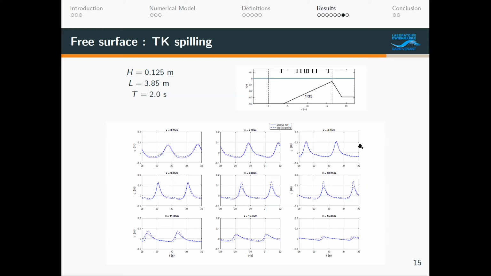And then this is another case called Ting and Kirby from '94, a spilling one. In the experiment here, we see the wave starts to break after this location, about 10.25, but in our model, the onset is identified a little after this one. So you see the wave height starts to decrease, whereas in the experiment it still remains constant and starts to decrease after this point. So that's why we sometimes have these kinds of dissimilarities in the vicinity of the onset.